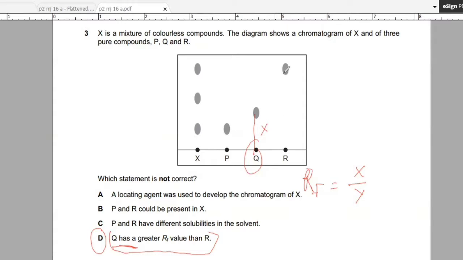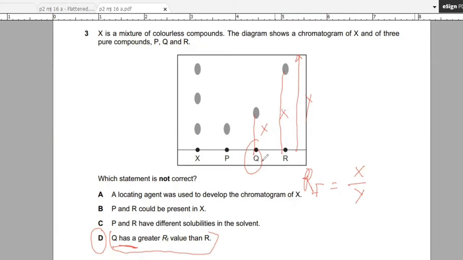And the solvent front is actually this. It is called solvent front. This is known as Y. Okay, we have to divide them, then we'll get the exact value. So they are saying Q has greater Rf value than R. This also will become X only.